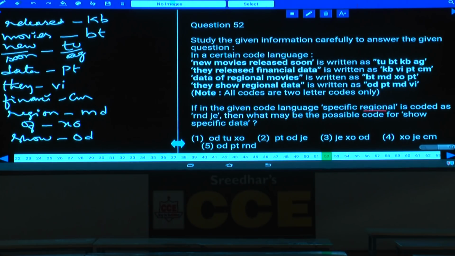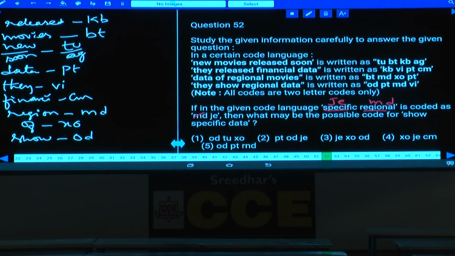Then question number 52, in the given code language, specific regional is coded as specific region. Now specific regional. Regional, what is the code to the word regional here? MD. Then what is the code to this word specific? MD is done. Now the code to the word specific is JE.